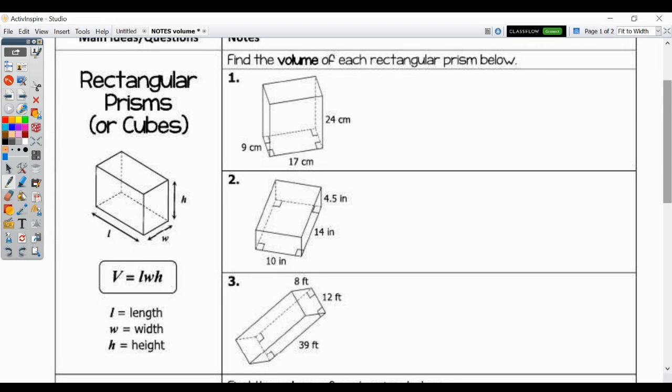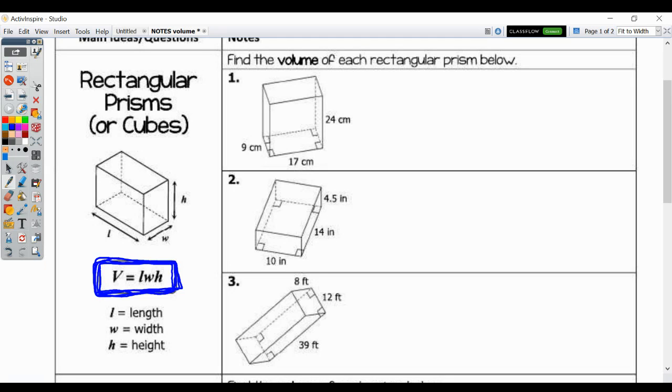Remember, rectangular prisms look like a box. It can be a cube or a longer, skinnier box, but it's going to look like a box. The formula that you're going to use for a rectangular prism is length times width times height. And I am putting a big box around that formula right here. Length times width times height for volume.